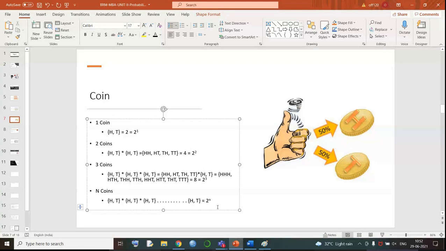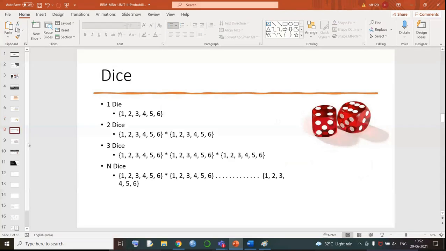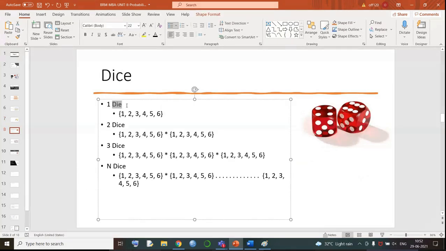2 power n. Total number of exhaustive cases is 2 power n. It is for the case of coin. Now, let's see it for a die. When a die is rolled out, how many faces do we have? We have 6 faces. So, what is the outcome which is called as 6?